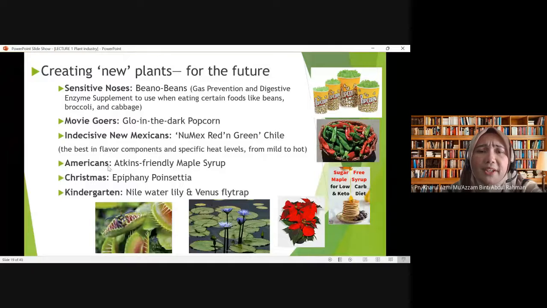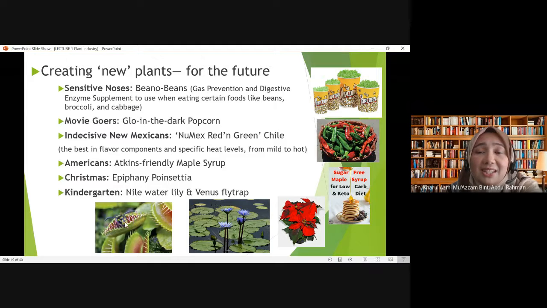And then American, we have the maple syrup. Atkins friendly ya, siapa yang diet Atkins, so you can have this maple syrup. Kita boleh guna untuk buat ni lah, apa ni kita panggil ni, takoyaki ke apa ni. Okay, and then Christmas, dia ada sejenis hiasan lah yang digunakan untuk bagi cantik lagi meriah Christmasnya. So this is the example of the trees or the plant, poinsettia, Epiphany poinsettia.